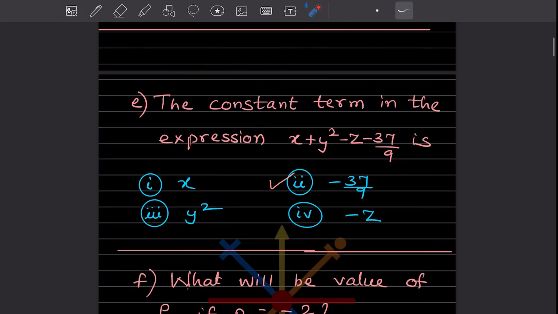Now look at the next one. It says the constant term. You know the constant term. These are all given in the glossary in the first part of this chapter, so you can go to that for the detailed explanation. Constant means without a variable. So this is the expression given. What we can see, this is just a number. It doesn't have any variable. So the answer is minus 37 by 9.